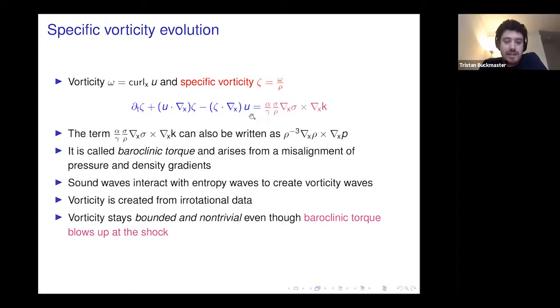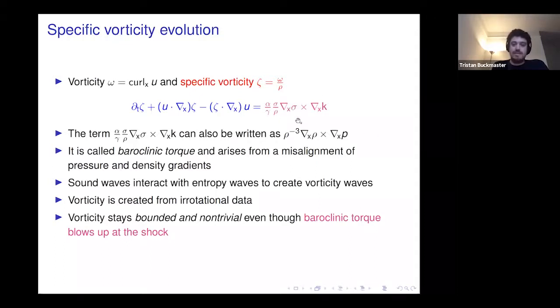And in the isentropic case, you just get this blue part equals 0. So it's just the typical equation you're used to in, say, the incompressible 3D case of 3D vorticity. You have transport and you have stretching. In the non-isentropic case, you have this additional baroclinic torque.